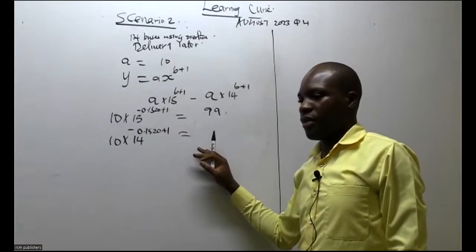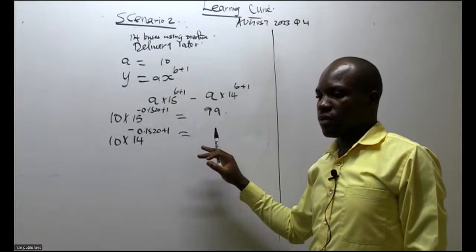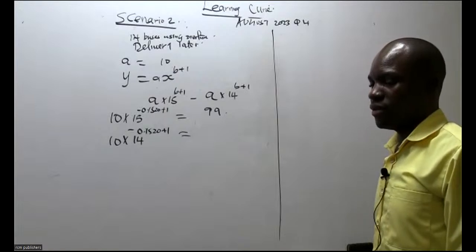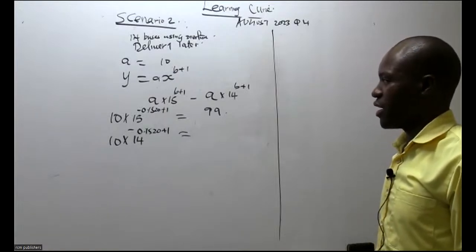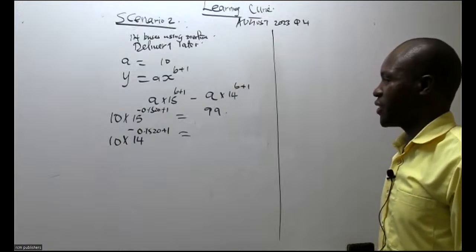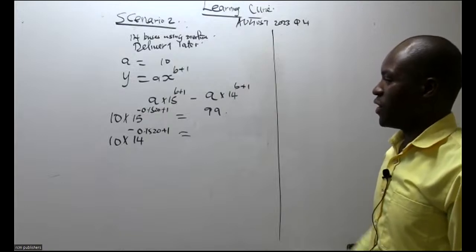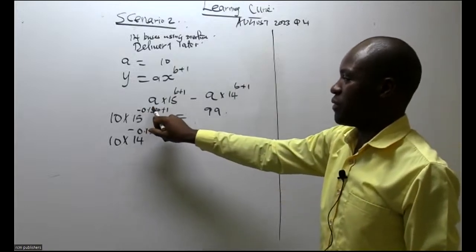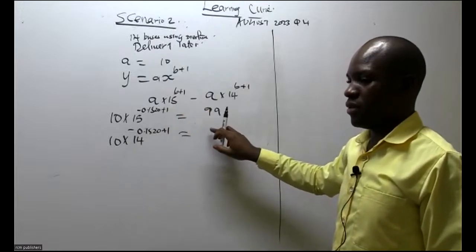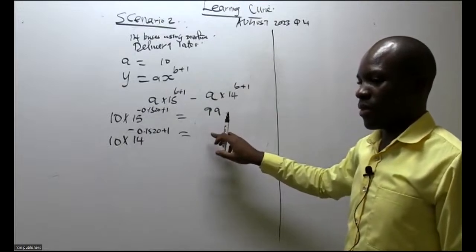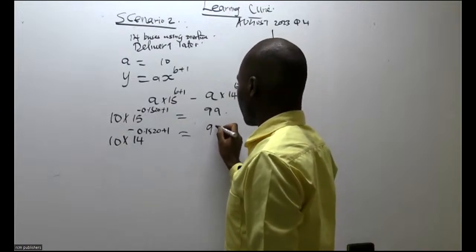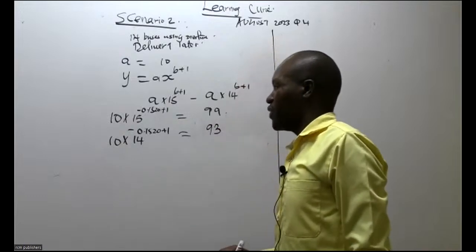How many is it here? It cannot be more than 99. Check on your workings. This is negative 0.1520 plus 1. It cannot be more than 99. How many is it? Good. It is 93.